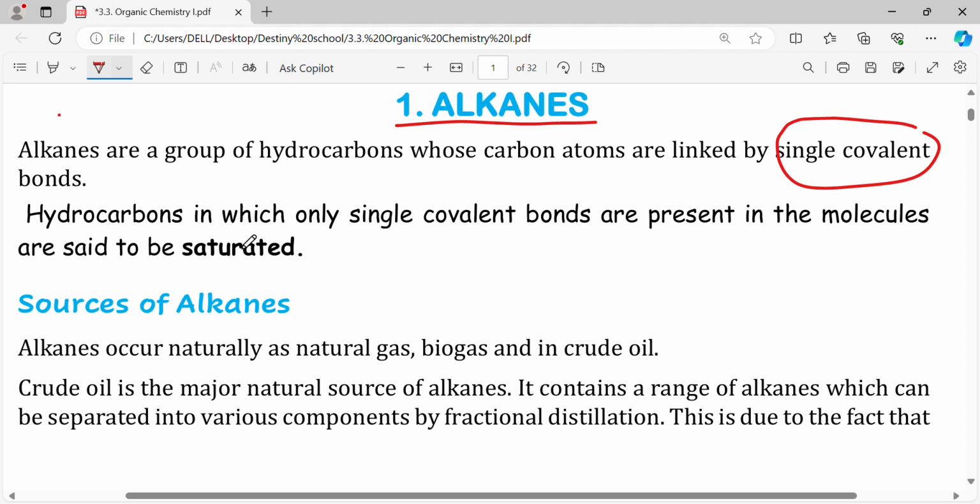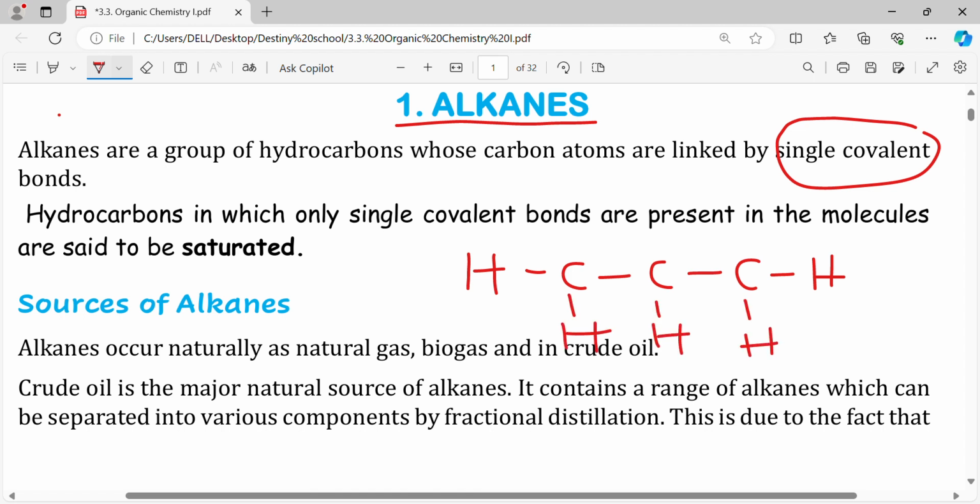What do I mean by that? For example, you'll find an alkane like this one. Be very attentive. This one is an alkane, an example of an alkane. And this one will be propane because it has 3 carbon atoms. This propane of ours is saturated.